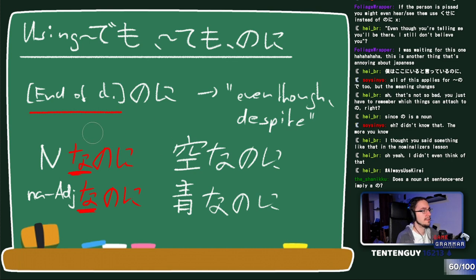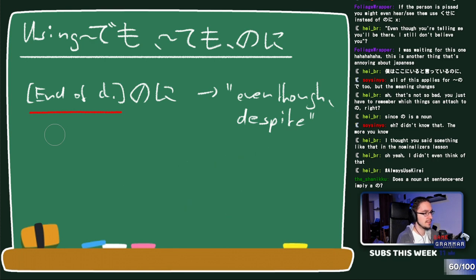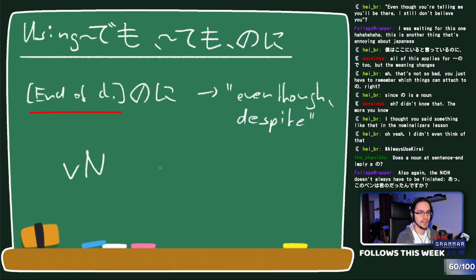Because remember that in Japanese, a very intrinsic form that you see a lot is the attributive usage, which is verb plus noun. And when you have verb plus no, that's kind of down the same lane. So yeah, also again, the end doesn't always have to be finished. That is true, yeah. Of course, it doesn't always have to be.